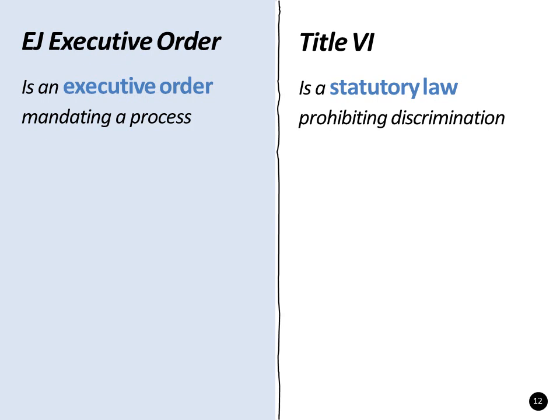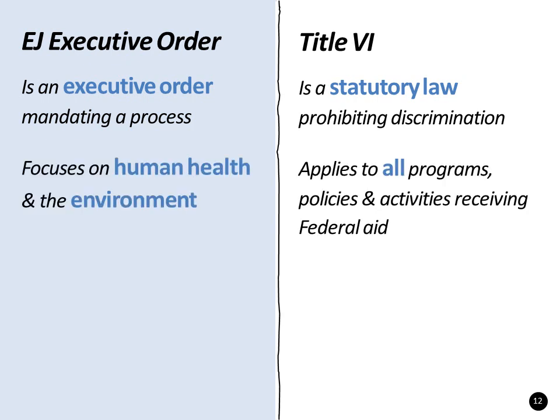The executive order is signed by the president and mandates a process. Title VI, on the other hand, is a law through an act of Congress that broadly prohibits discrimination. Title VI is applicable to all federally funded activities, not solely those which may have an adverse human health or environmental effect on communities, so it is broader in scope than the executive order.